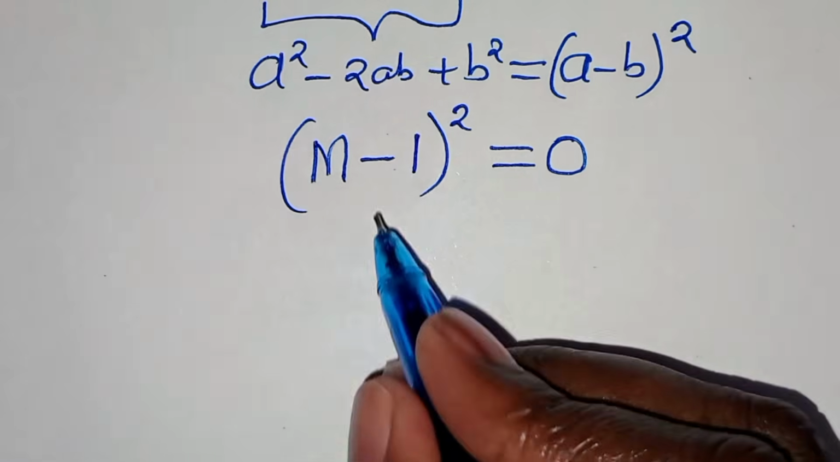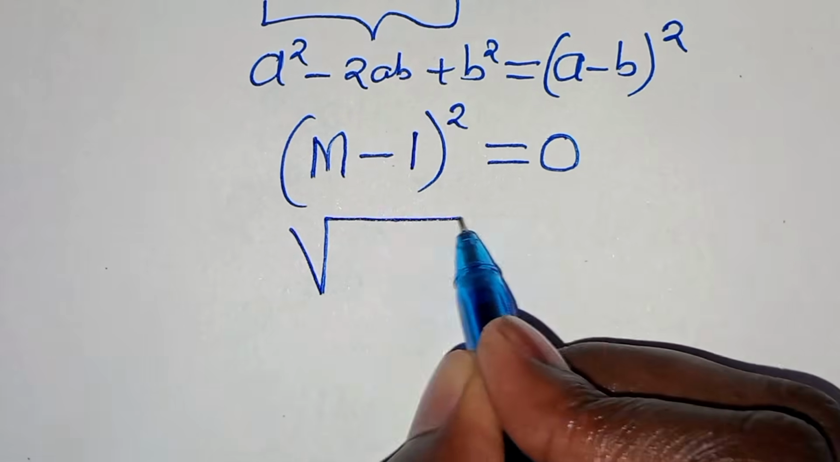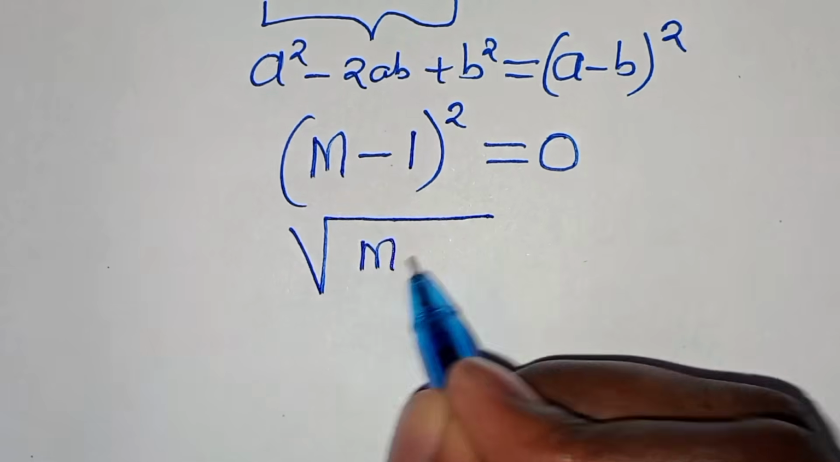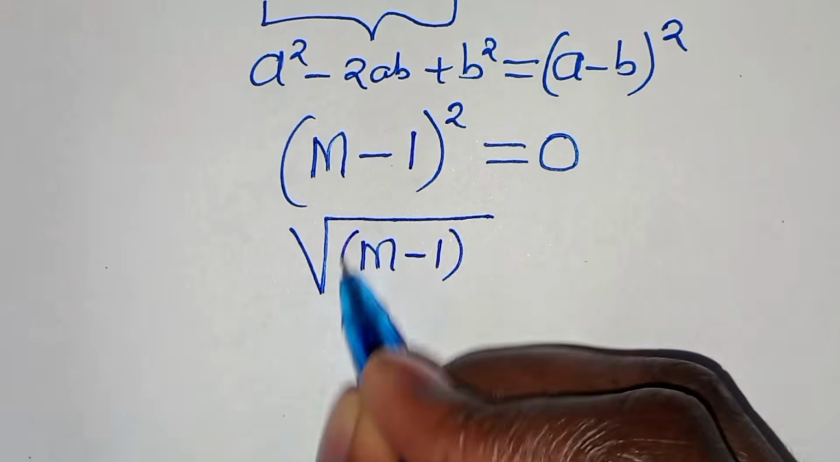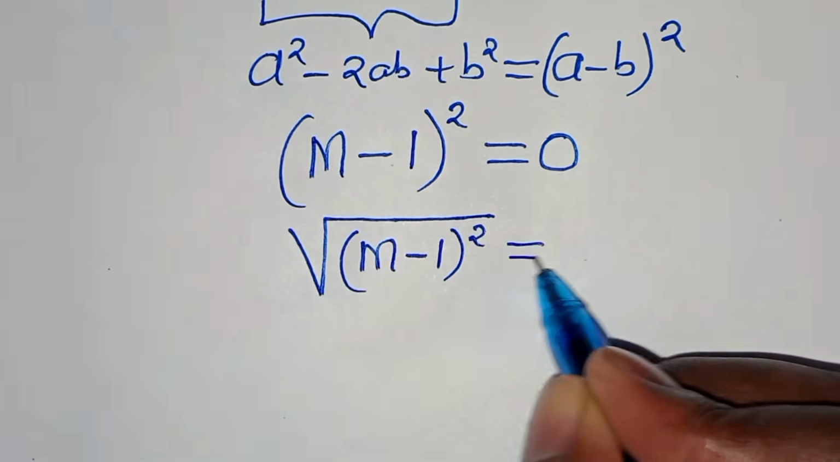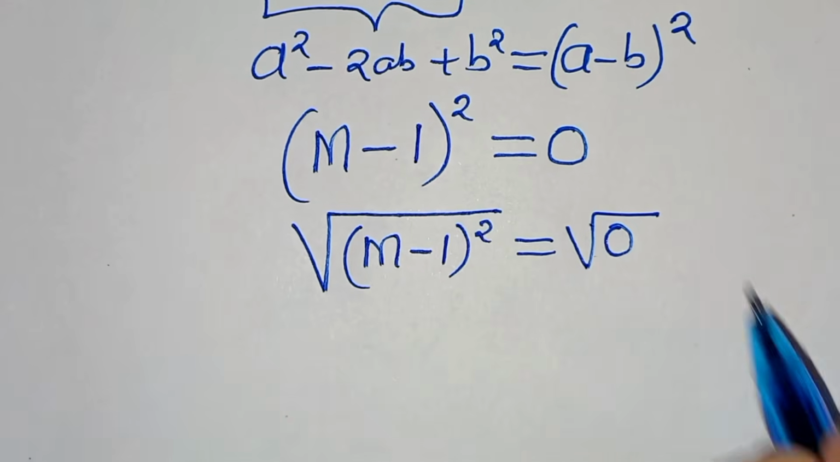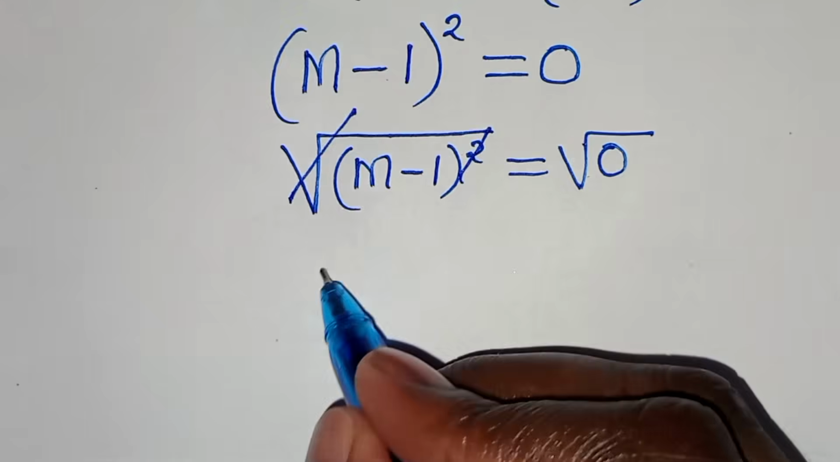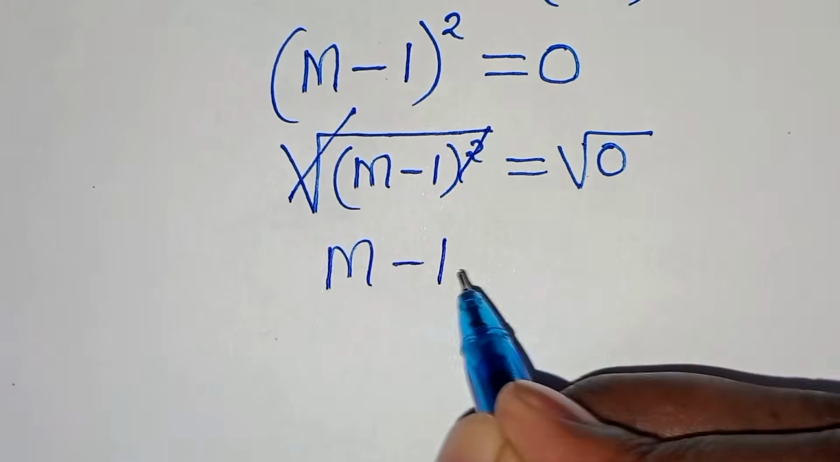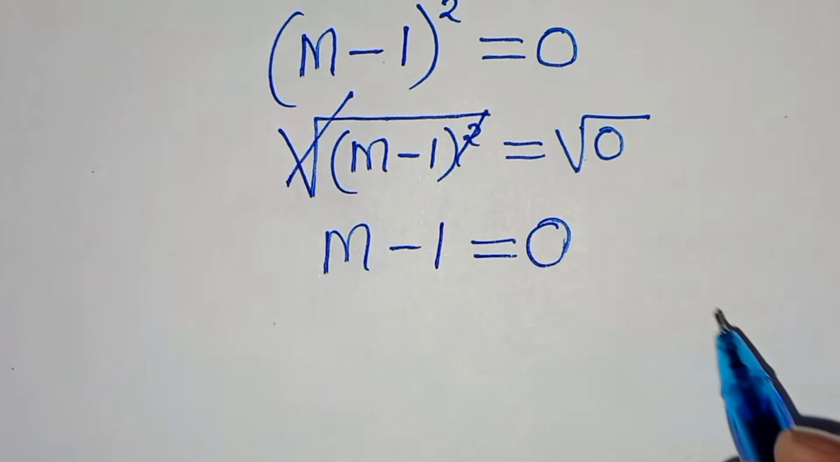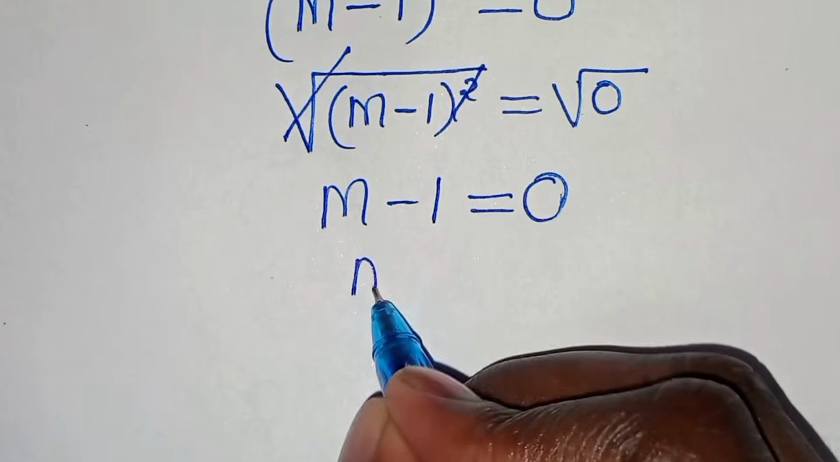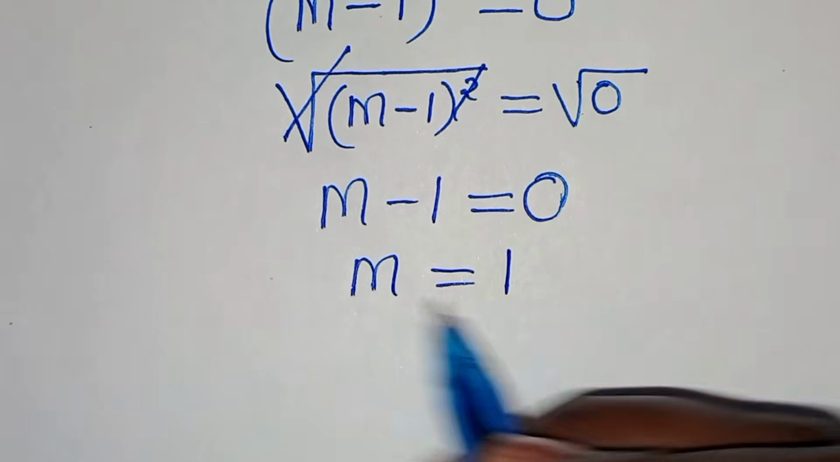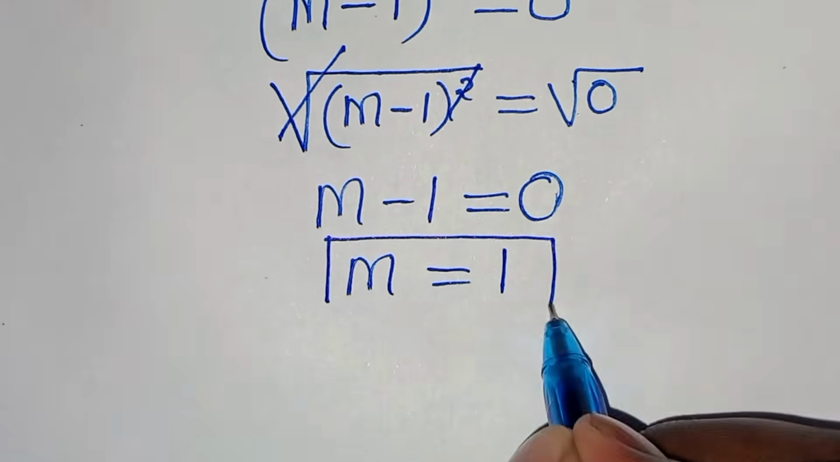To solve for m here, let's introduce a square root on both sides. So this is the square root of (m - 1) raised to the power of 2, equal to the square root of 0. Now let's eliminate the square root sign here. So this is m minus 1 equal to 0. So this means that m is equal to 1.